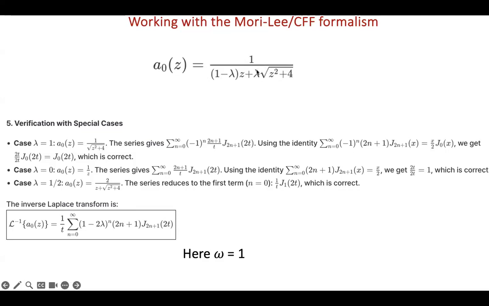And this lambda is m over m0. So if m0 is big, lambda is less than 1. If m0 is small, lambda is greater than 1. So you see that's why lambda equal to 1, lambda equal to 0, and lambda equal to half, they're important limits in this problem.